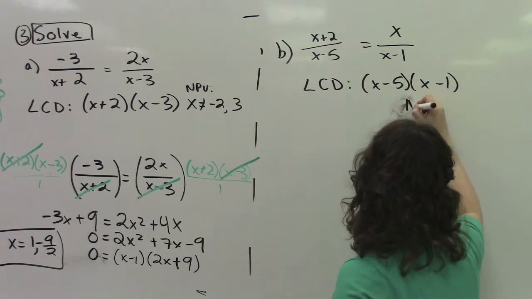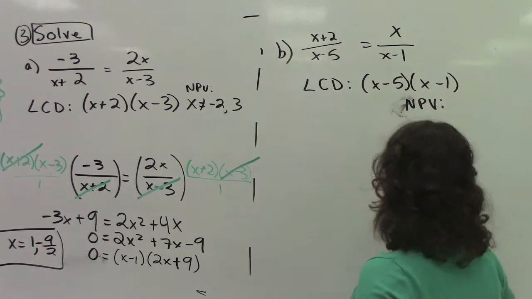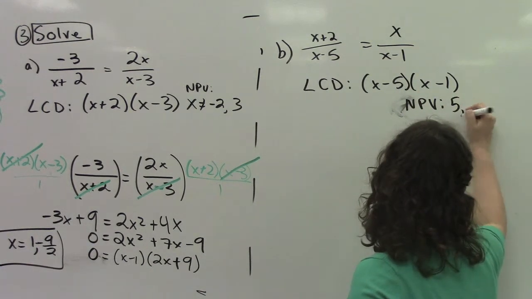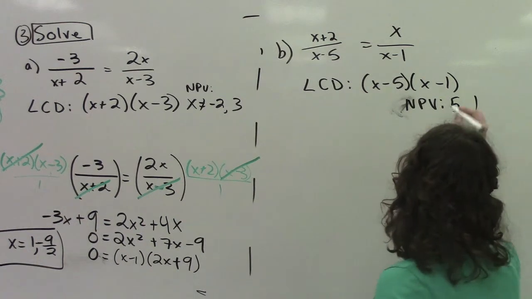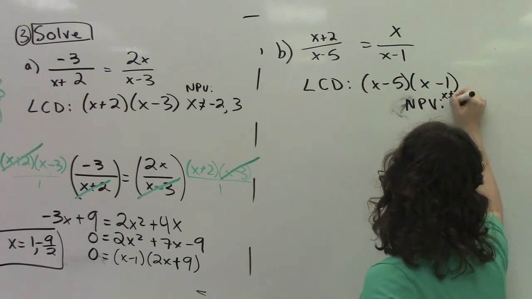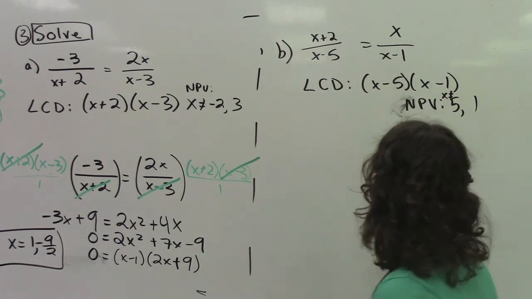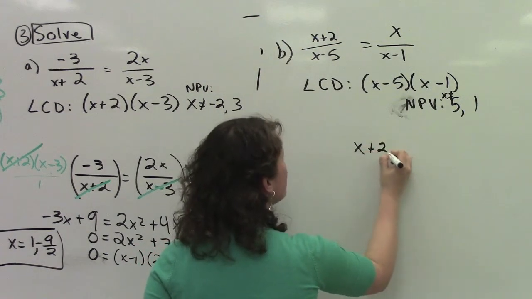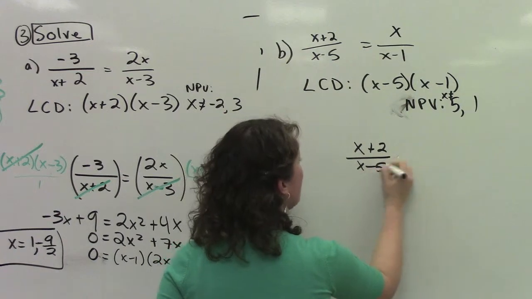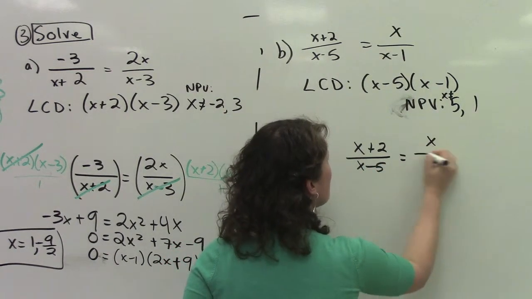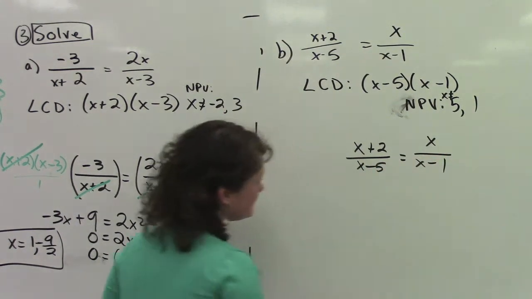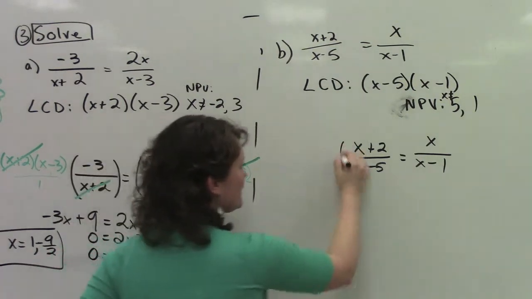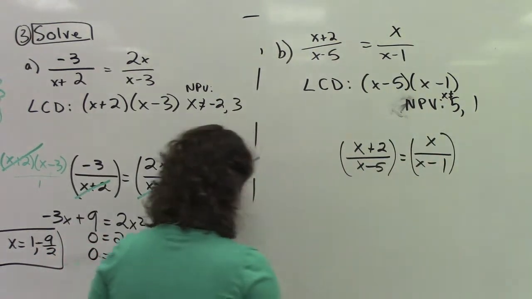Our non-permissible values are going to be 5 and 1, so x cannot equal 5 or 1. I'm going to stick this in the middle again: (x plus 2) over (x minus 5) equals x over (x minus 1). We're going to put these in brackets and multiply by the common denominator.